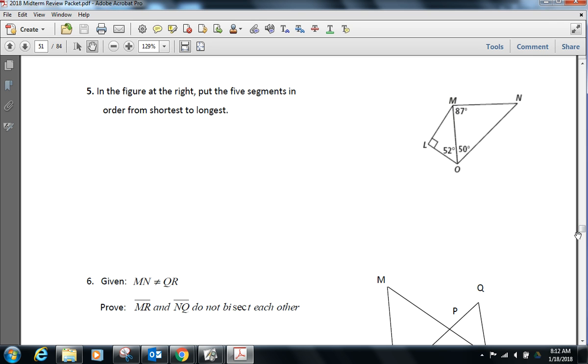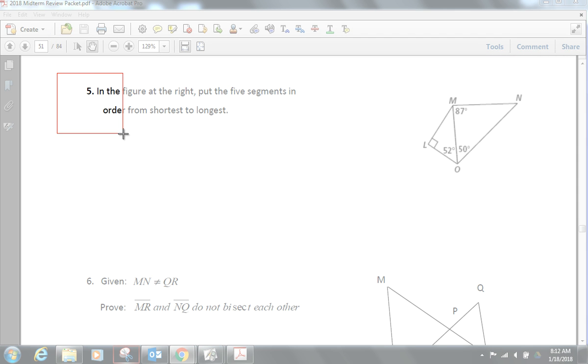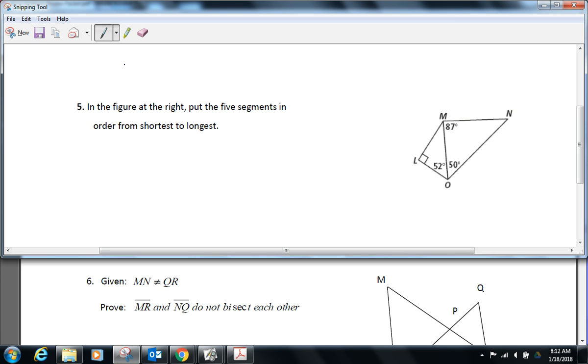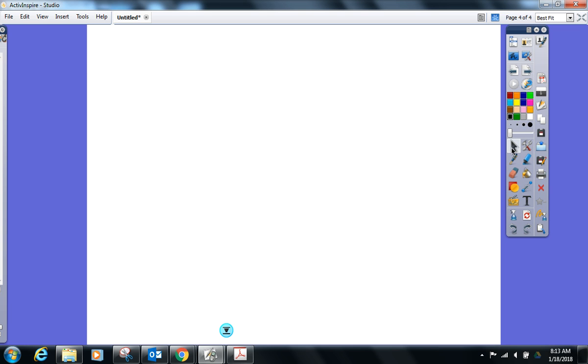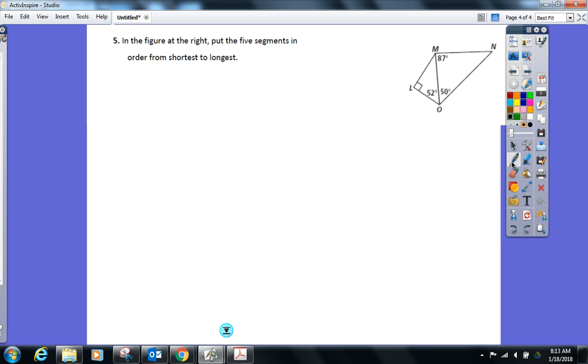Put the 5 segments in order. You got it. This was which page? Page 51. All right. First thing I would do, find the remaining angles, which I guess looks like most of you are doing right now. We got 38 here for this one.